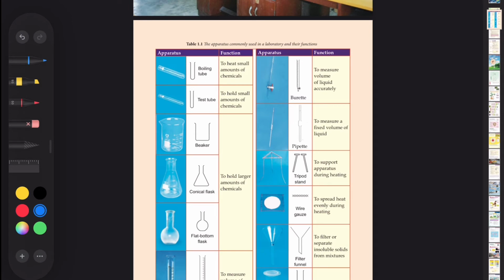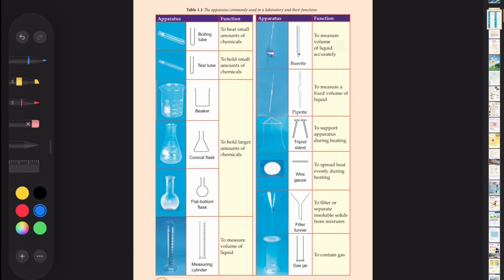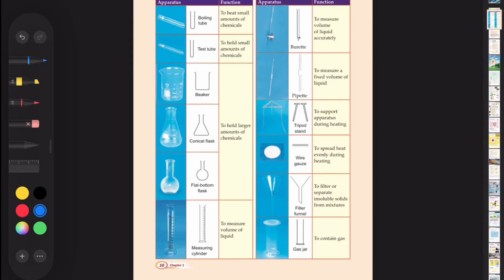So the difference between a boiling tube and a test tube is that a boiling tube can be held over the fire for a longer period of time, and it can withstand heat more compared to a test tube. Next would be beaker, conical flask, and flat bottom flask. All of them can hold chemicals or water or anything inside them. The difference is just the amount of water they can hold.